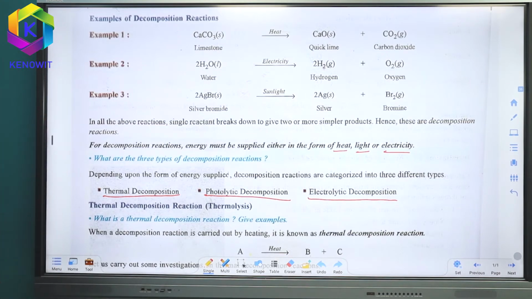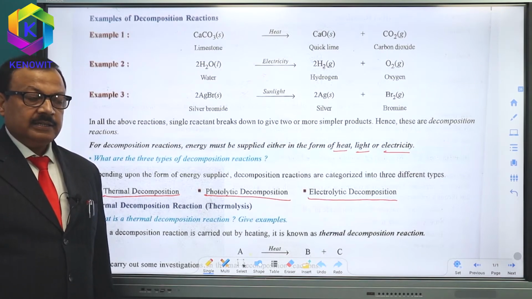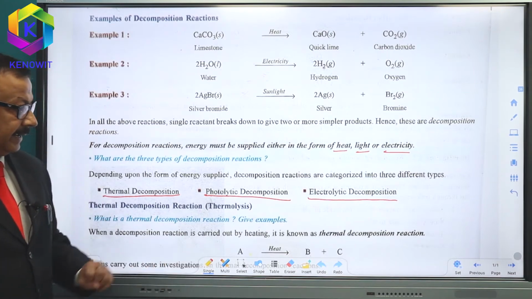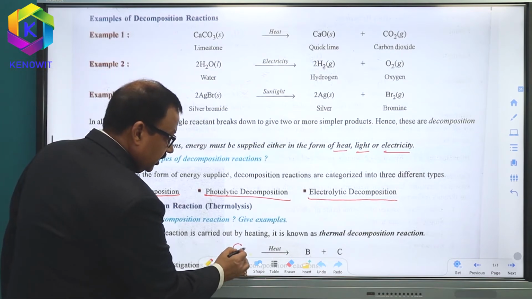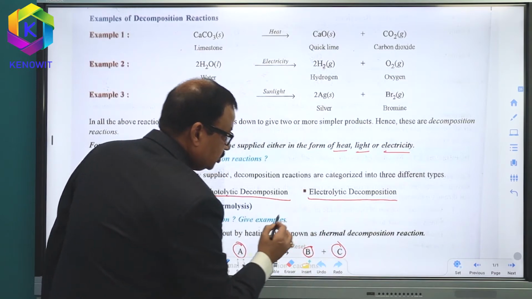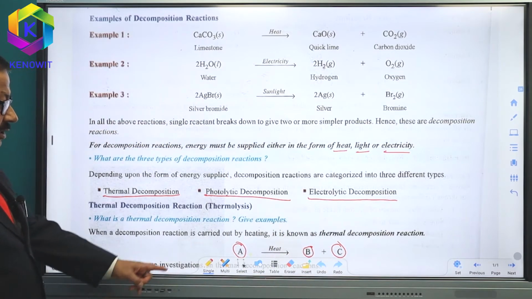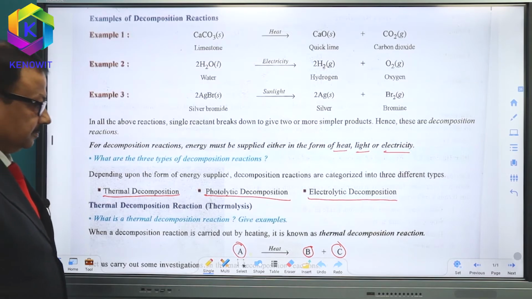So thermal decomposition means any material is heated, then it gives a product. For example, A is a reactant. On heating, it gives two products, B and C. So this reaction is due to heat, so this is known as thermal decomposition.